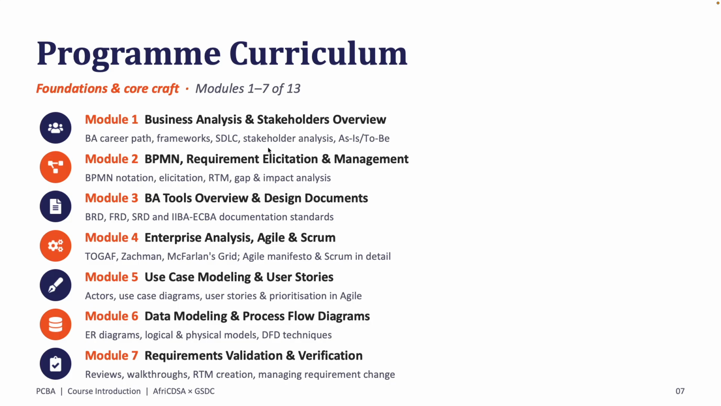Then we have module 4. Module 4 is about enterprise analysis, Agile and Scrum. So we'll learn about some frameworks that you can use. It's all about applying IT, like how do you apply technology into your business, into your organizations, and what are some of the advantages that organizations that use them have. But how do you choose the best IT to employ into your business? There are those frameworks, or methods, you can use. We have the TOGAF, the Zachman, the McFarlane's Grid, and then we have the Agile manifesto and Scrum in detail.